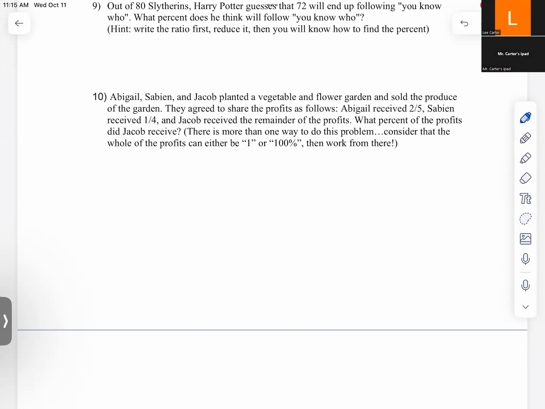There are multiple ways of getting into this problem. You could add up the fractions and then take them away from the whole. We've done that type before. Or now that you know how to make them into percents, you can make both of those percents, then take them away from the 100%. Either way works. I don't care, as long as you notice that it says what percent. So your answer needs to be the percent that Jacob is going to receive.